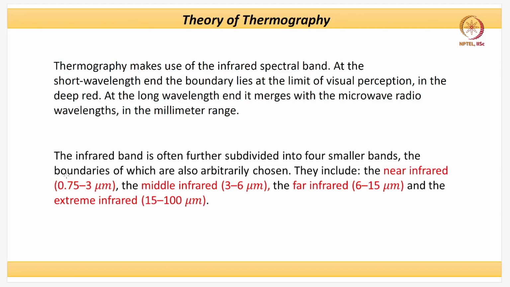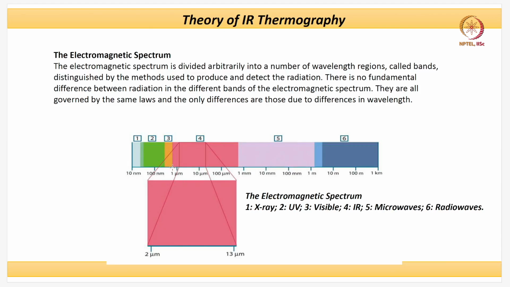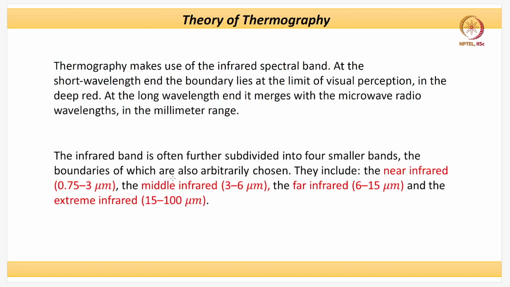So you can see that it pretty much covers from 0.75 microns all the way up to 100 microns, which makes about 2 orders of change in terms of wavelength. So it is a huge band, and it extends over quite a bit of a region. All right. 100 microns is roughly the size of a human hair, or the diameter of a human hair.